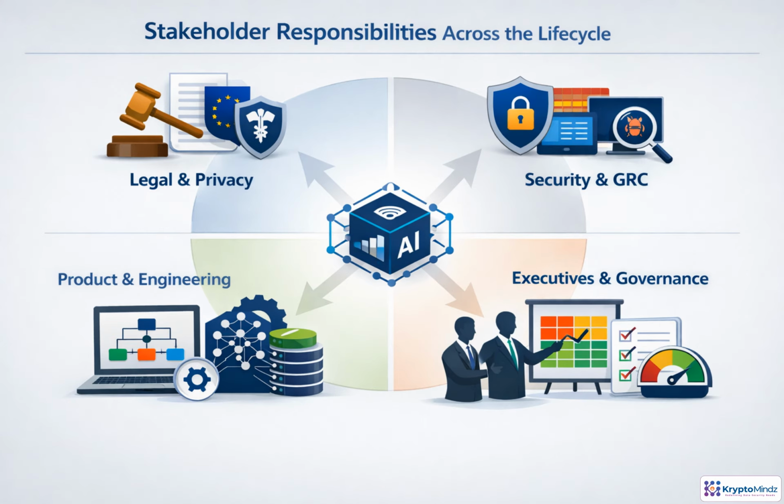AI compliance works when ownership is shared, but not blurred. Legal and privacy translate regulations into requirements. Security and GRC turn those requirements into safeguards, monitoring, and evidence. Product, engineering, and data science explain how the system behaves, where data moves, and which controls are feasible. Executives and governance leaders make the risk decisions: who owns them, what gets funded, and what residual risk is acceptable. The life cycle connects those responsibilities into one accountable system.